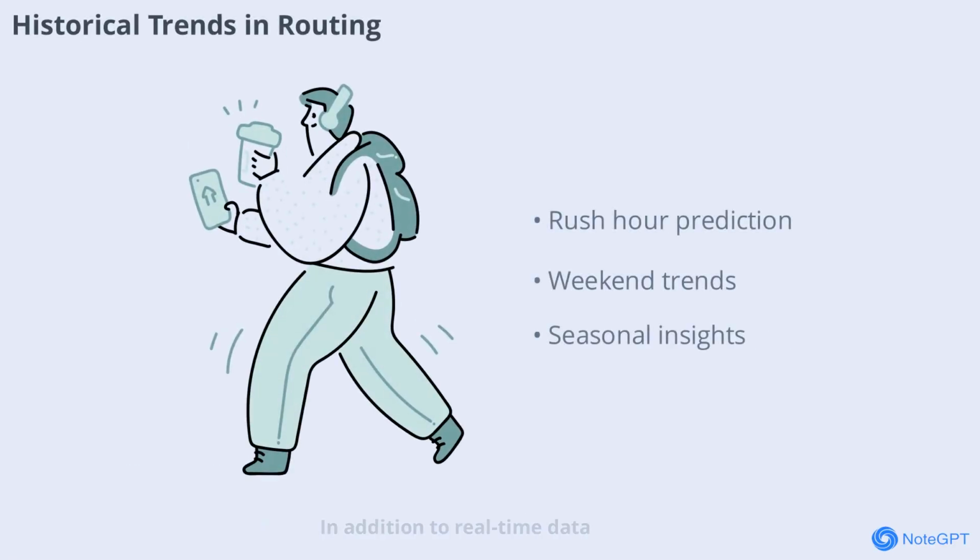In addition to real-time data, Google Maps uses historical trends to predict traffic patterns. By analyzing past speed data, the app can anticipate rush hours, weekend slowdowns, and seasonal variations. This predictive capability helps users plan ahead, choosing routes that are likely to be clear based on historical insights.